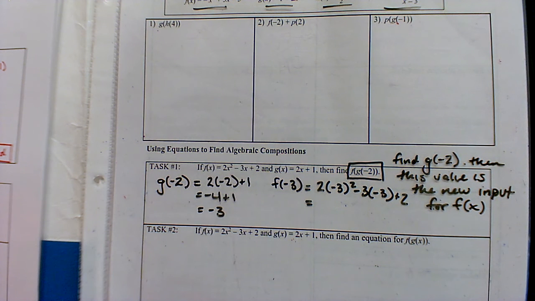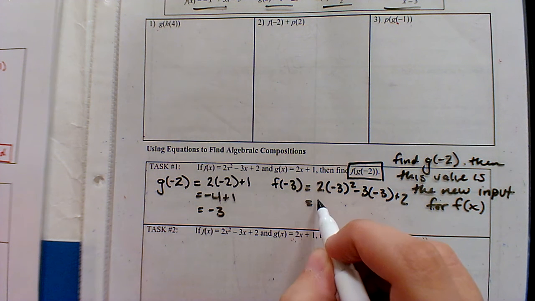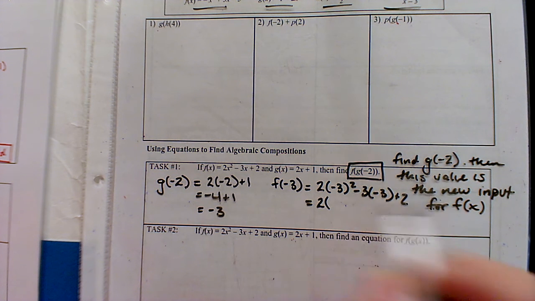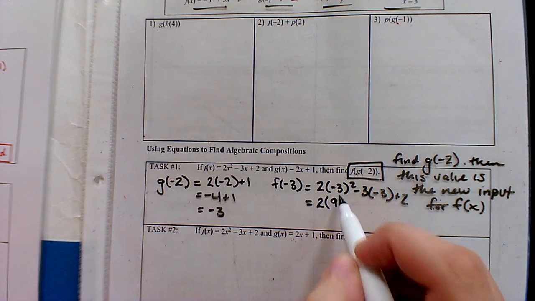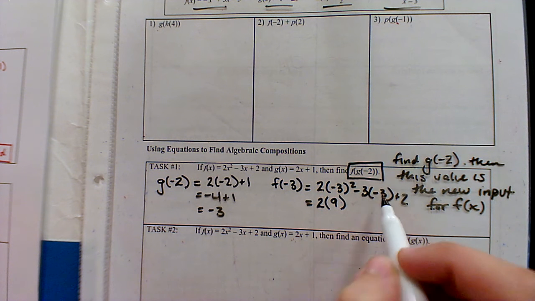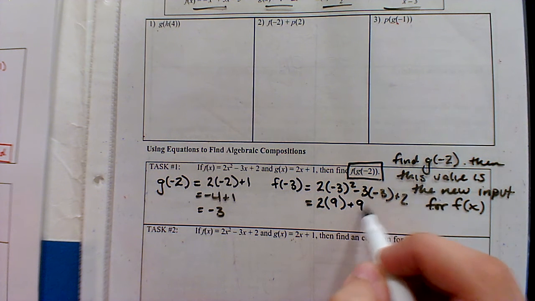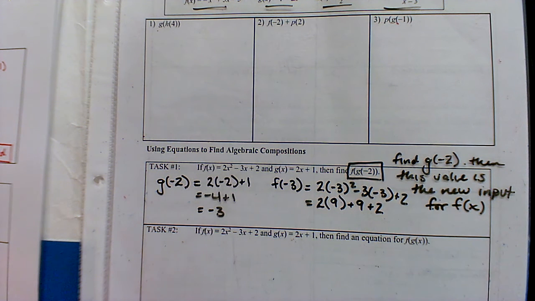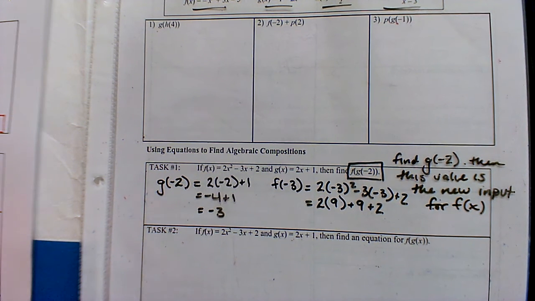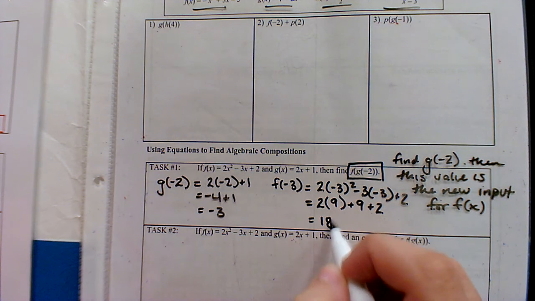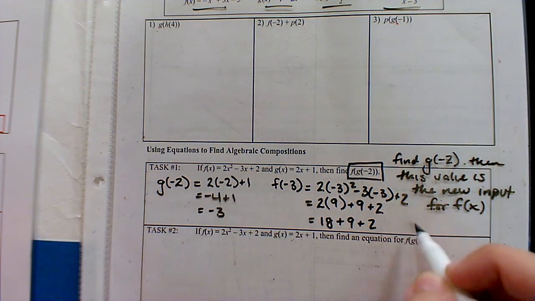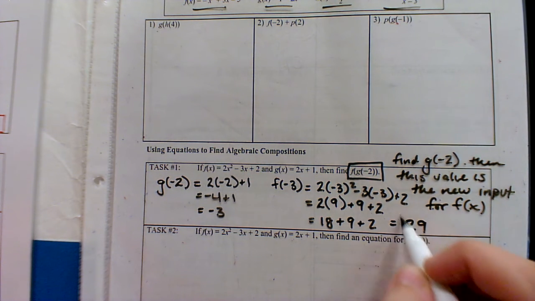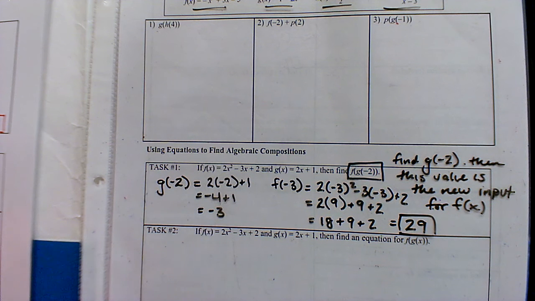Okay, be careful, we got a lot of negatives, order of operations, you got to think about what comes first. Parentheses and exponents, so -3 squared would be 9. -3 times -3 would be another 9. So we have 18 plus 9 plus 2. Looks like we have 29.